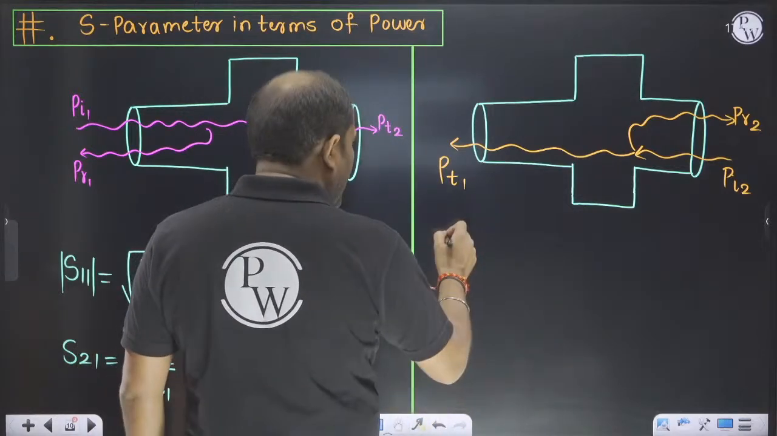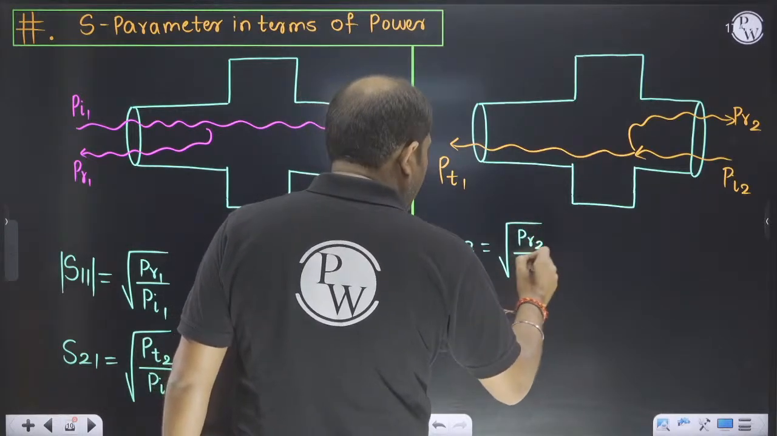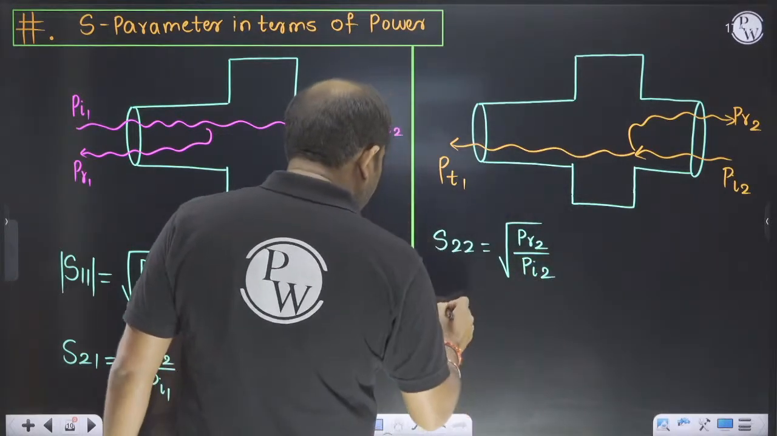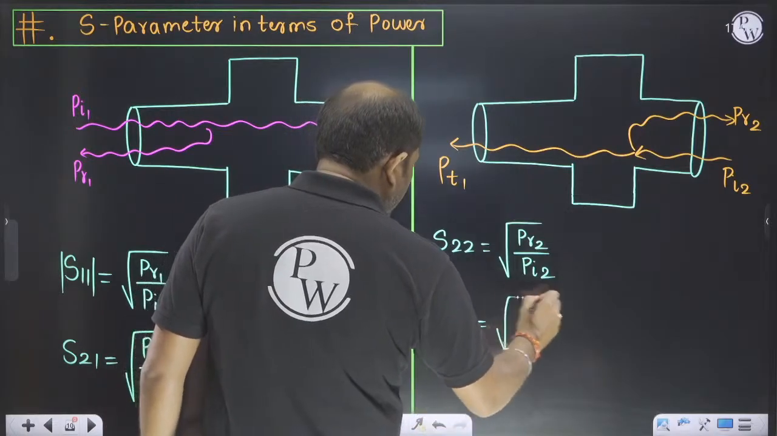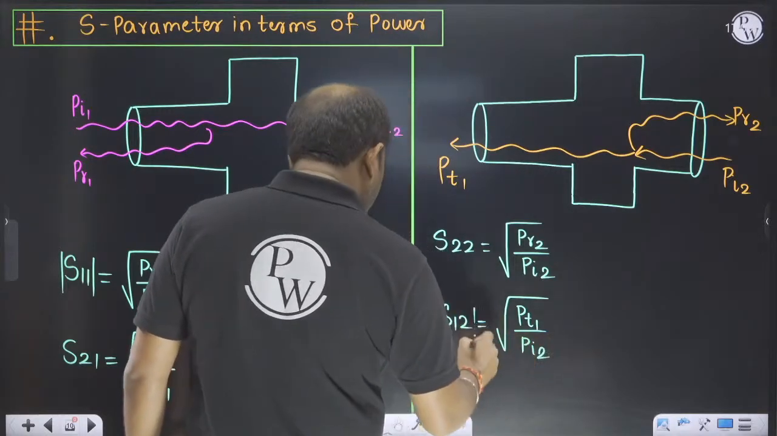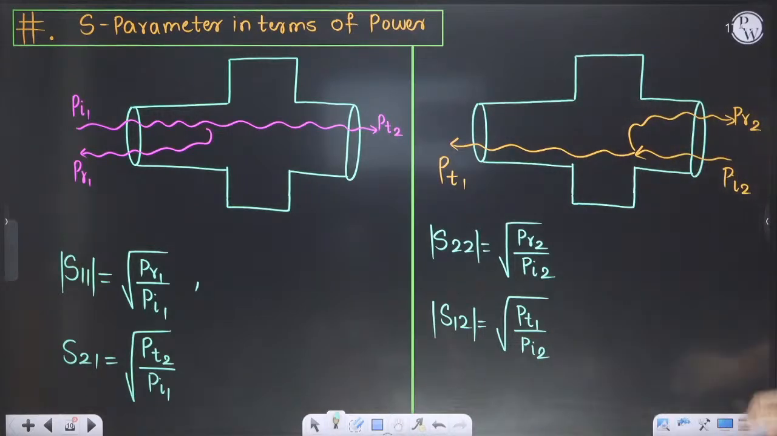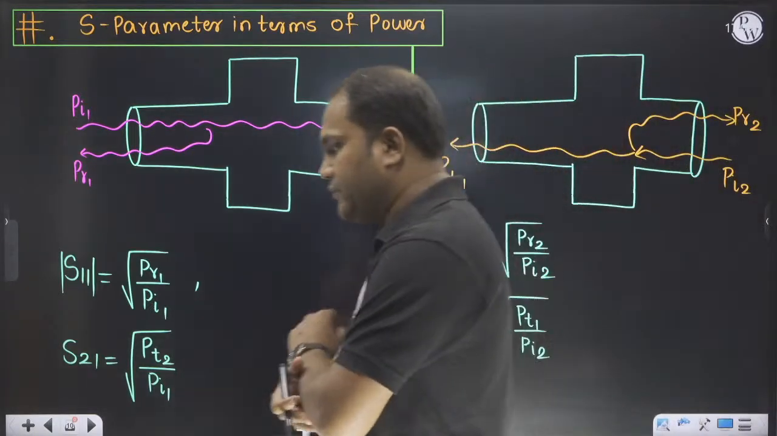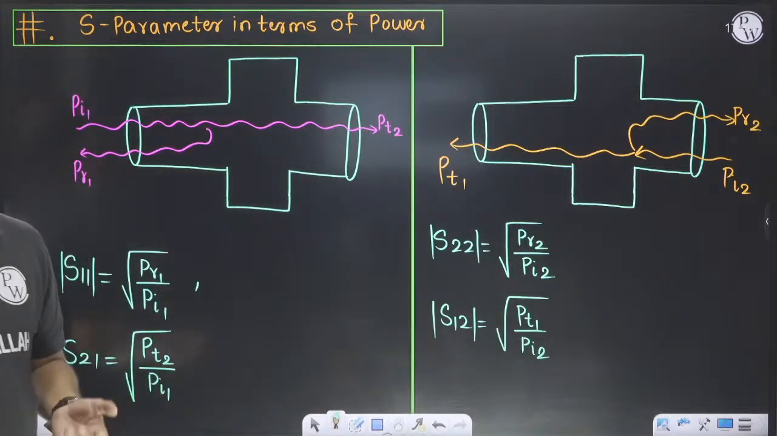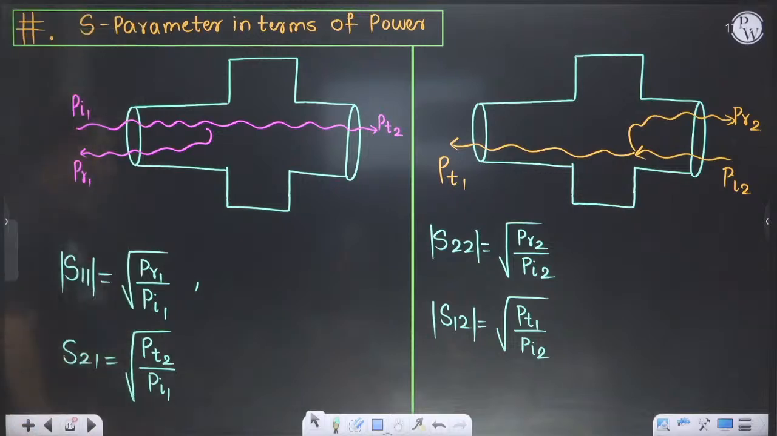So you have S22, which is Pr2 upon Pi2, and S12, which is Pt1 upon Pi2. This is in magnitude only, not in phase. So this is the S parameter in terms of power. Then after, we will define lossless, attenuator, lossy, everything.